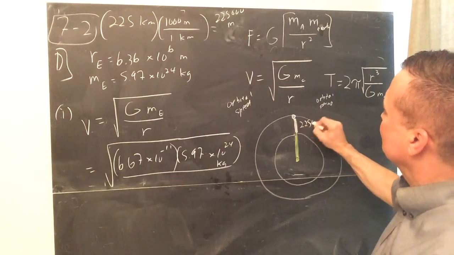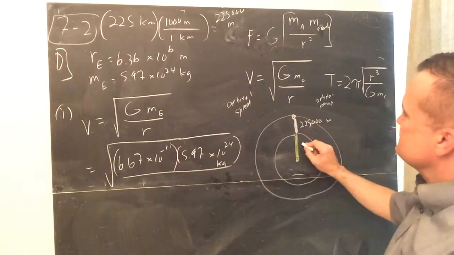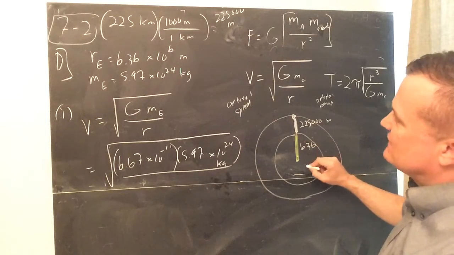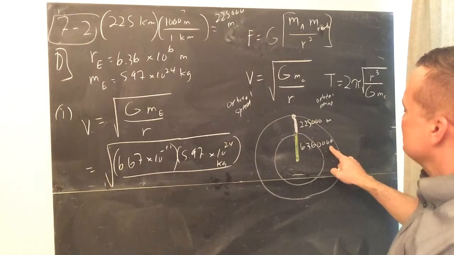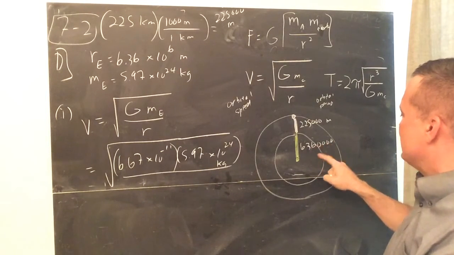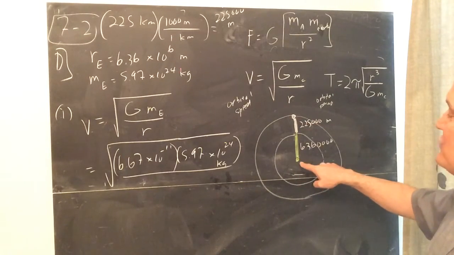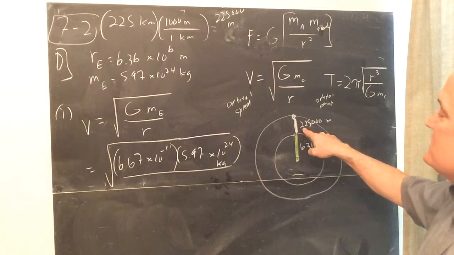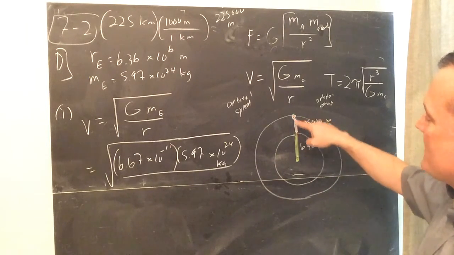225,000 meters. But the radius of the Earth is 6.36 times 10 to the 6. So I can go 1, 2, 3, 4, 5, 6. Yeah, this is a lot bigger distance than that is. You see what I mean? So you can't ignore that part. You don't use this radius. You get to use the full radius. This is the orbital radius.